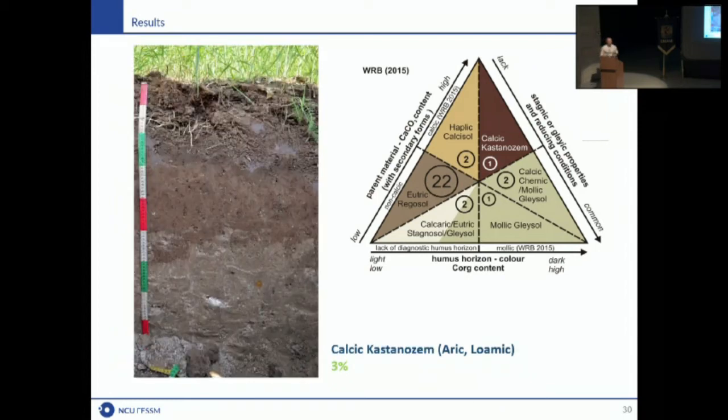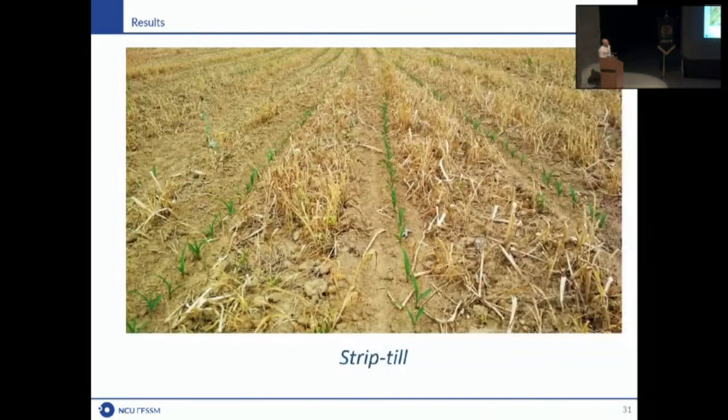Sometimes in some places, where the erosion in the last years was stopped because of, for example, putting grasses on the top of the soil, or, as you can see here, by strip till, which is more and more common in Poland.